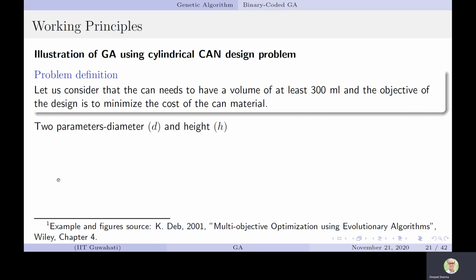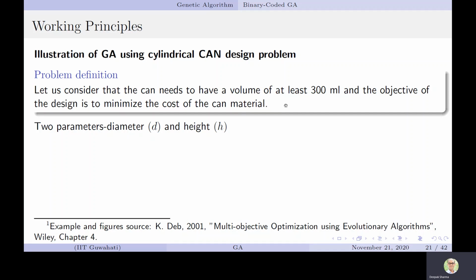Now let us understand the working principle of genetic algorithm with an example here. So this example is the designing of a cylindrical can. The problem statement says that let us consider that the can needs to have a volume of at least 300 milliliter, and the objective of the design is to minimize the cost of the can of the material.